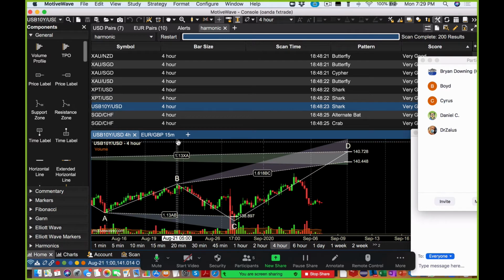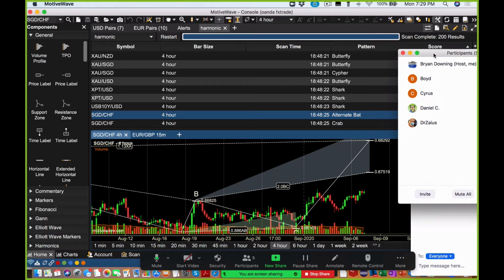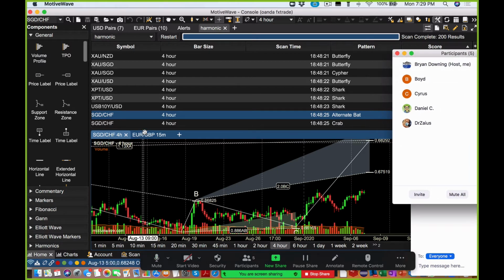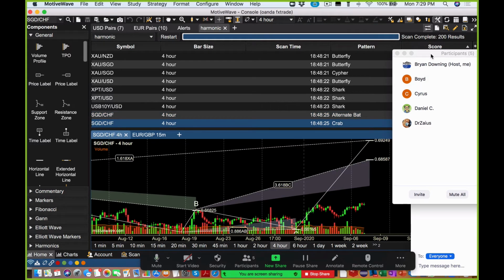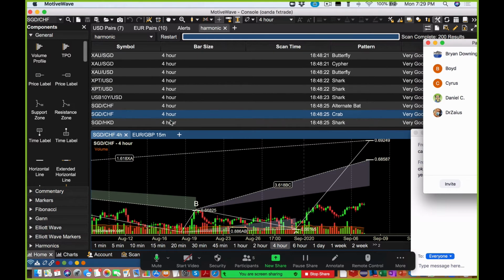So here we've talked about the 10-year Treasury with a long here. So that would make sense. So here we have the Singapore dollar against the Swiss franc. This would make sense as an exchange, as a pair. Because these are both considered safe havens, obviously the Swiss franc being the bigger one, but that would make sense. So again, another one to consider.